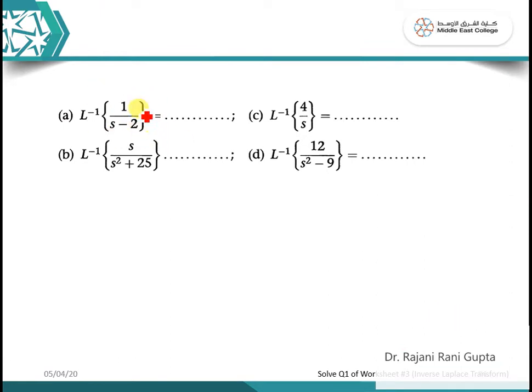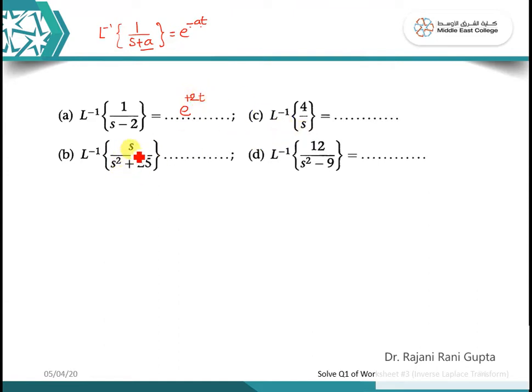So let's solve these questions. Laplace inverse of 1 over s minus 2. What rule did we study before? Laplace inverse of 1 over s plus a is e power minus at. So if it is plus a, we get minus a. Here it is minus 2, so we should get e power, where the number remains the same and we change the sign to plus 2t.